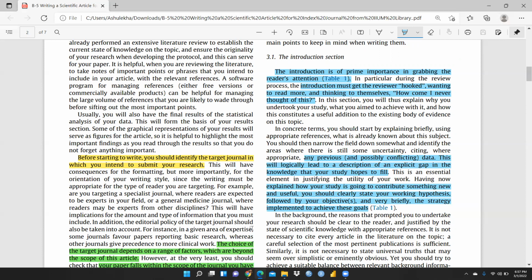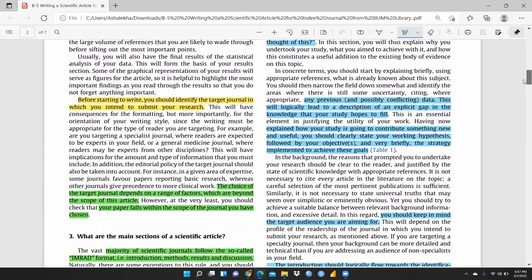So the choice of the target journal depends on a range of factors which are beyond the scope of this article. And your paper must fall within the scope of the journal you have chosen.